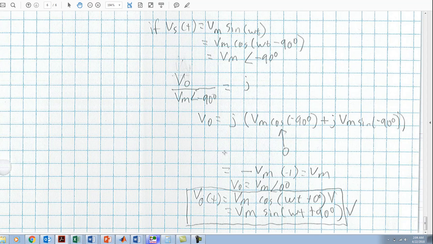And so we have that, and so V naught is going to equal Vm with a phase offset of 0 degrees. So you can write that as Vm cosine of omega t plus 0 degrees volts, or Vm sine of omega t plus 90 degrees.